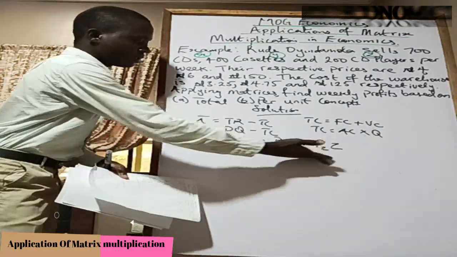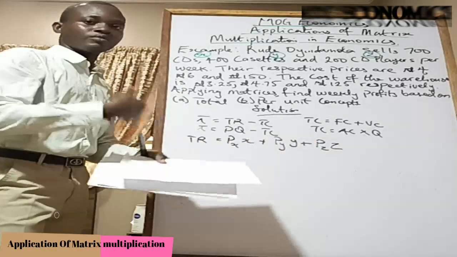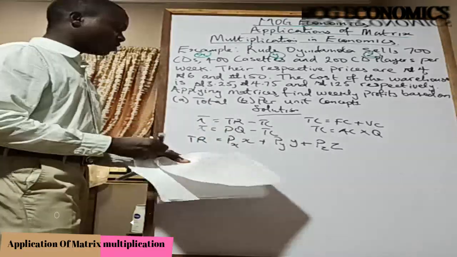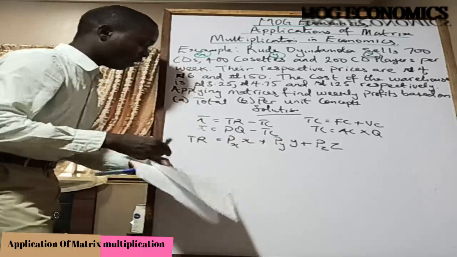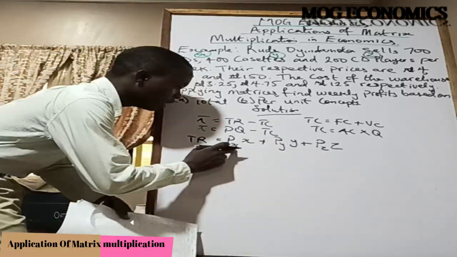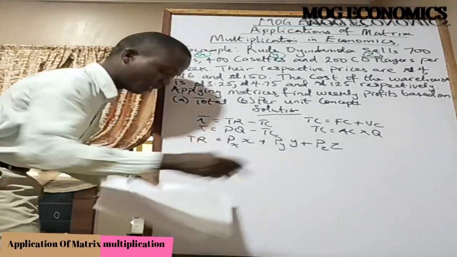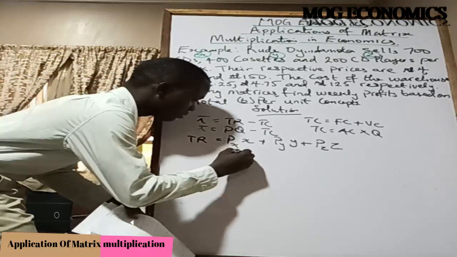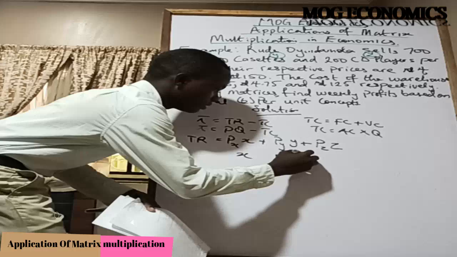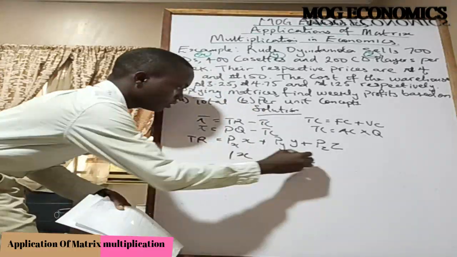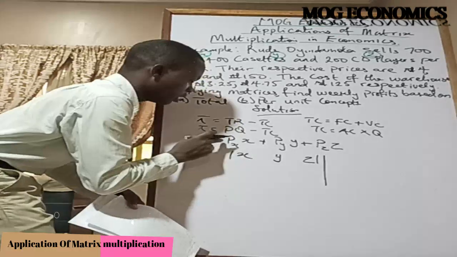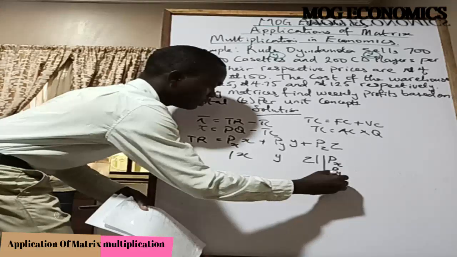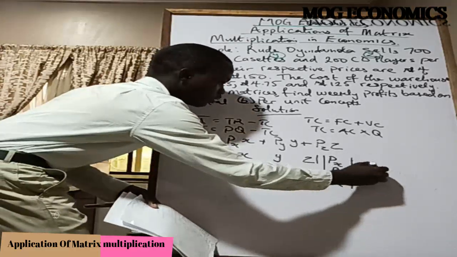So when you have this kind of thing in economics, you can just change this into matrix form. When you convert into matrix form, you can put X, Y, and Z in one matrix, then multiply by the matrix with PX, PY, PZ. So everything like this is equal to your total revenue.